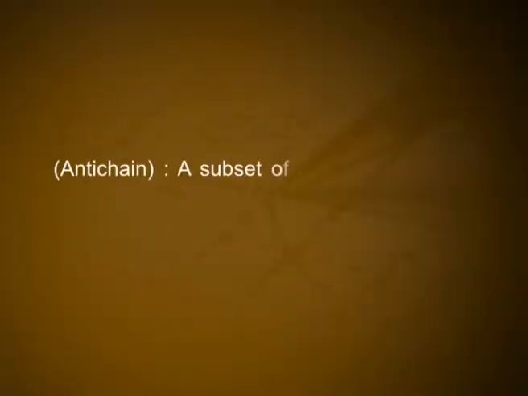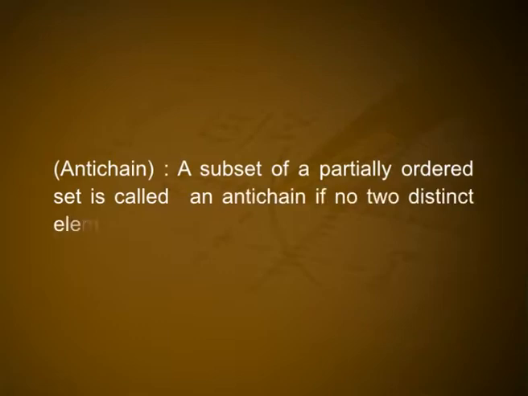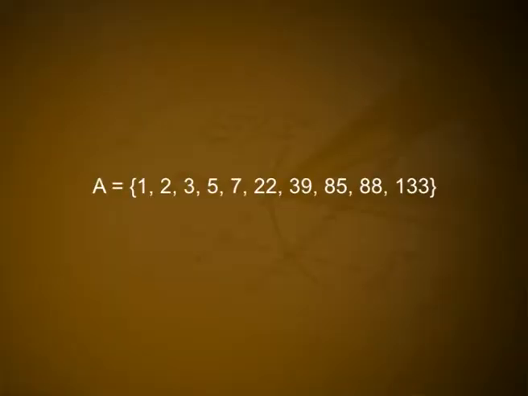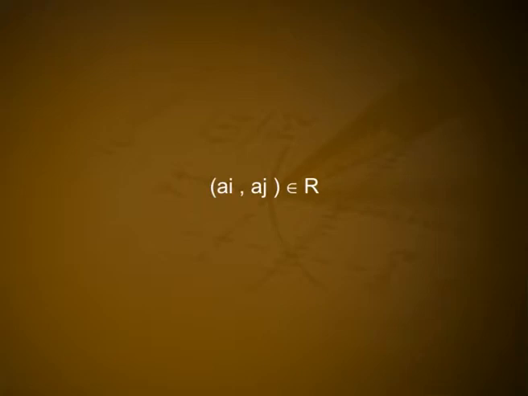Next, anti-chain. A subset of a partially ordered set is called an anti-chain if no two distinct elements of the subset are related. Example: let A equal the set {1, 2, 3, 5, 7, 22, 39, 85, 88, 133}. Let R be a binary relation defined on A such that the ordered pair (Ai, Aj) belongs to R if and only if Ai is a factor of Aj.